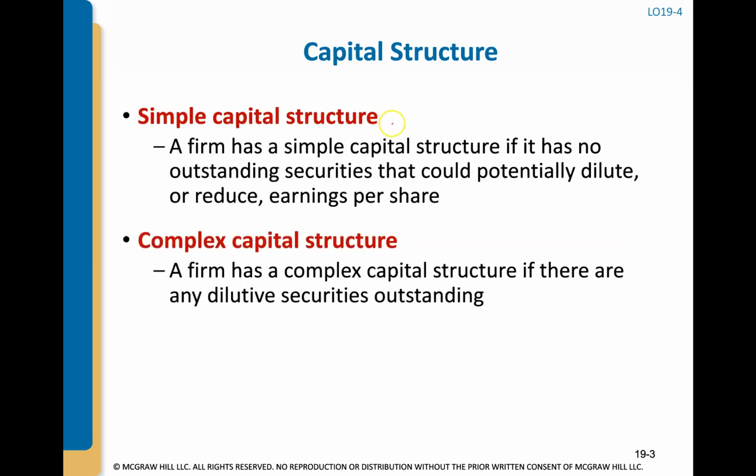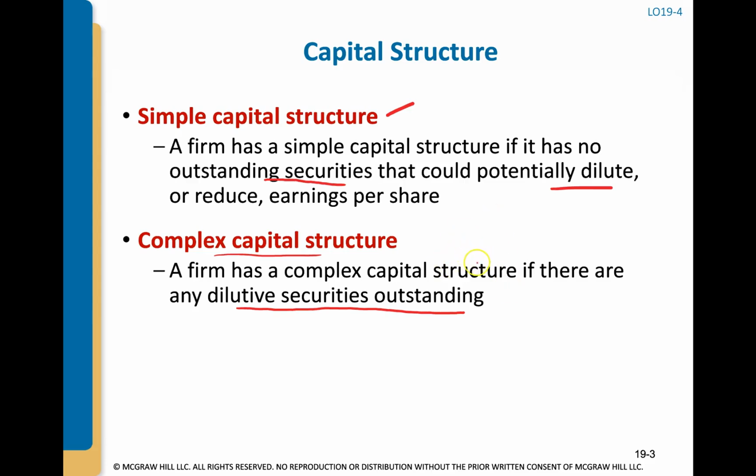There's two types of capital structures. There's a simple capital structure, and when a corporation has a simple capital structure, it means that it basically only has common shares outstanding and no other sort of shares or securities that could potentially dilute or reduce their earnings per share. A complex capital structure is exactly the opposite. It does have dilutive securities outstanding. And when we say dilutive, it means there are securities out there that are not common shares yet, but have the potential to be common shares.